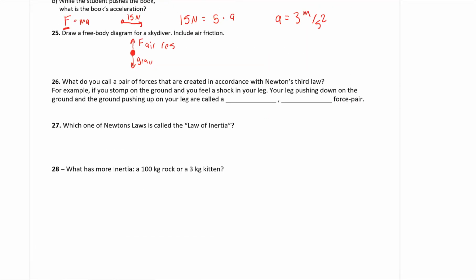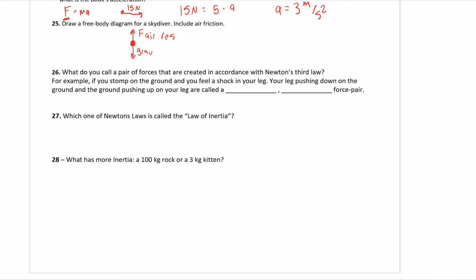We are almost done. Three more problems. What do you call a pair of forces that are created in accordance with Newton's third law? For example, if you stomp on the ground and the ground pushes up on you, what is that called? This is a vocab word you've got to know. It's called an action-reaction force pair. You also have to know which of Newton's laws is called the law of inertia, which is a little nickname. It's the first law. So Newton's first law is the law of inertia.